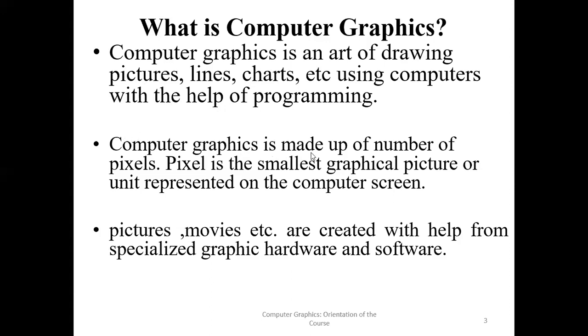Computer graphics is actually made up of a number of pixels. A pixel is the smallest graphical picture or unit represented on the computer screen. We will see soon what a pixel is and how it works, but for now, let's focus on the definition of computer graphics. Using computer graphics, we can create pictures, movies, and we also take help from some specialized graphical hardware and software.